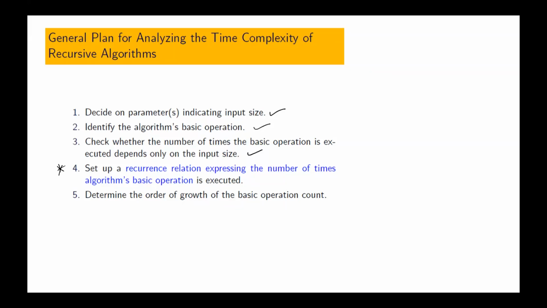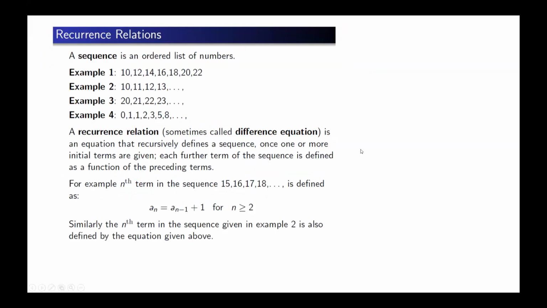Let us see with an example. So all of you remember now, what's a recurrence relation? For example, if we are given a sequence, 10, 12, 14, 16, 18, like this. This is a sequence. This we can call the 0th term in the sequence. This is the first term, this is the second term, this is the third term, and so on. So A0 equal to 10, A1 equal to 12, A2 equal to 14, like this.